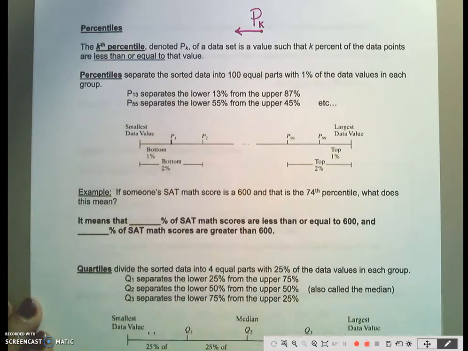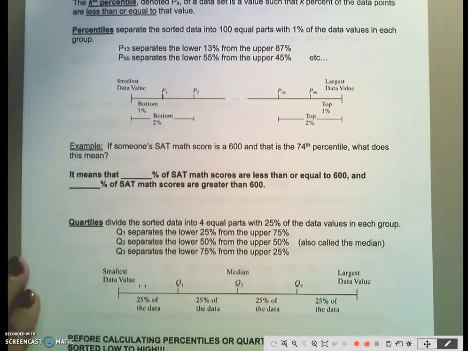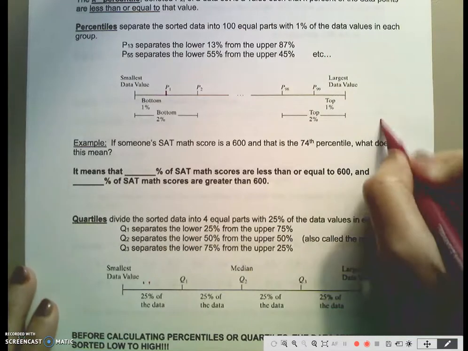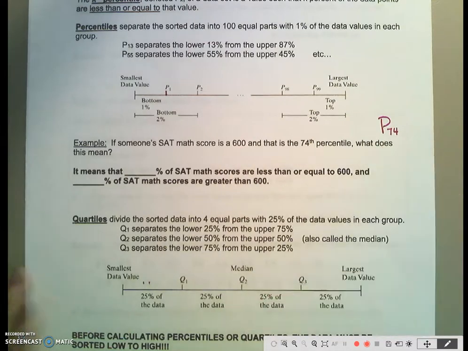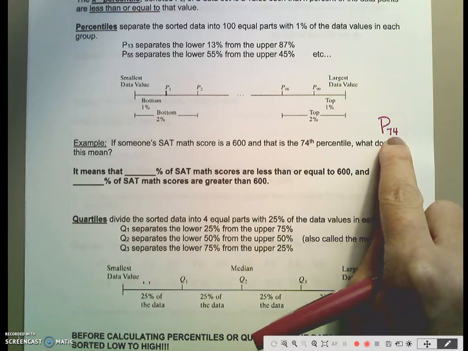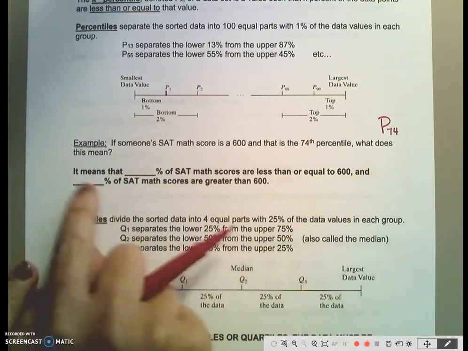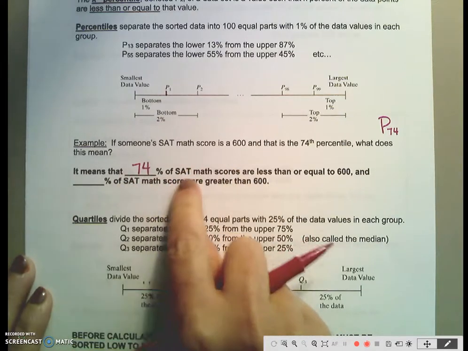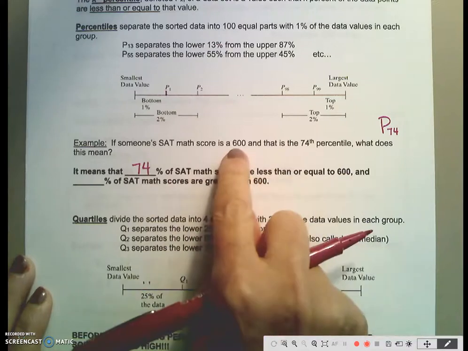And I've got a couple other examples in here. So if someone's SAT math score is a 600, and they were told that they fell in the 74th percentile, so they said, oh, hey, you're P74. The score of 600 is the 74th percentile. What does that mean? Well, that means you did better than 74% of the test takers. But that also means there's some that did better than you. So it means that 74% of all of the SAT math scores are less than or equal to yours.